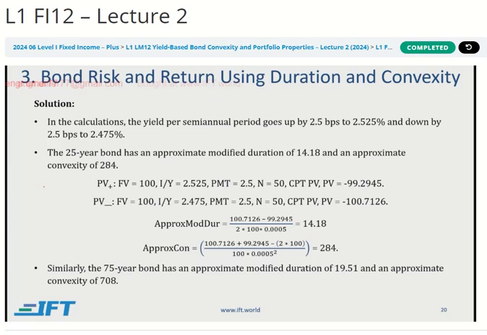Right, so hopefully you were able to calculate the PV plus and the PV minus for both of those bonds, and you were able to calculate the approximate mod D and the approximate convexity for each of those. So that is it for applying these formulas.